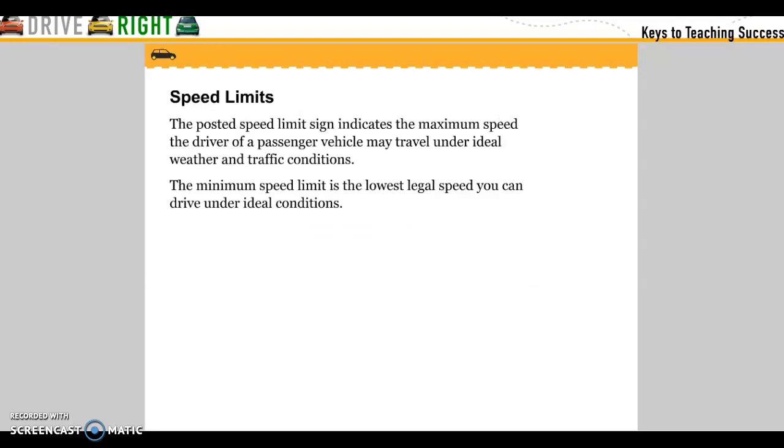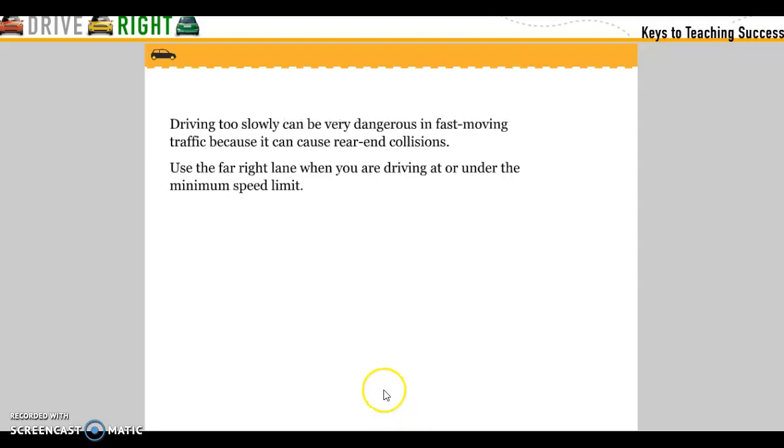Speed limits. The posted speed limit signs indicate the maximum speed the driver of a passenger vehicle may travel under ideal weather and traffic conditions. The minimum speed limit is the lowest legal speed you can drive under ideal conditions. Driving too slow can be very dangerous in fast-moving traffic because it can cause rear-end collisions. Use the far right lane when you are driving at or under the minimum speed limit.